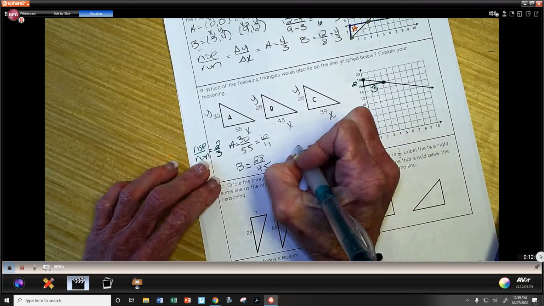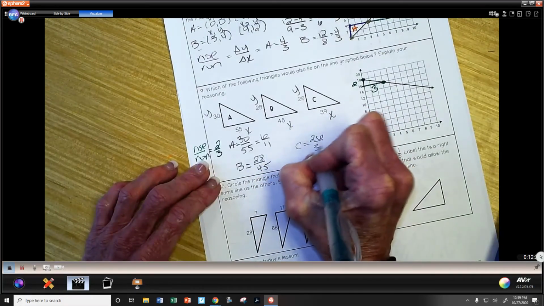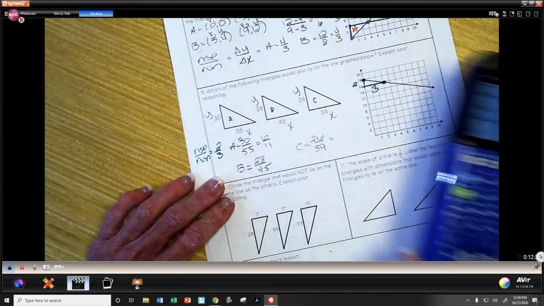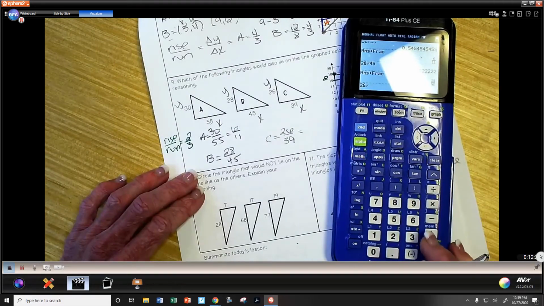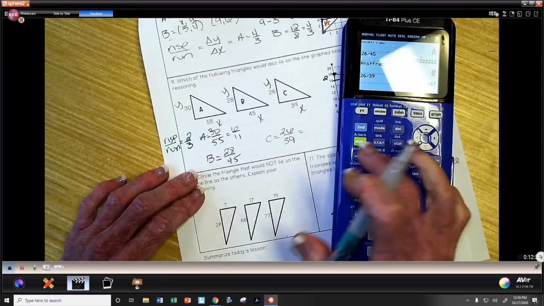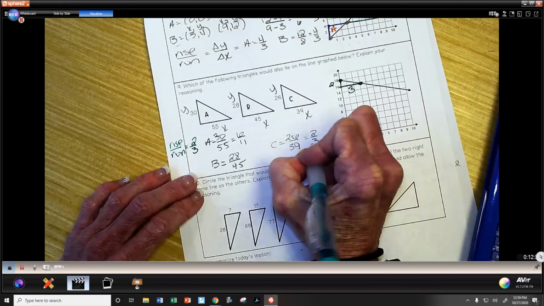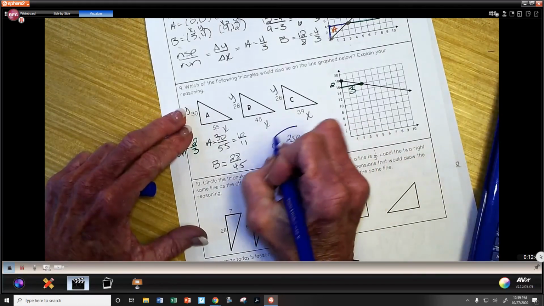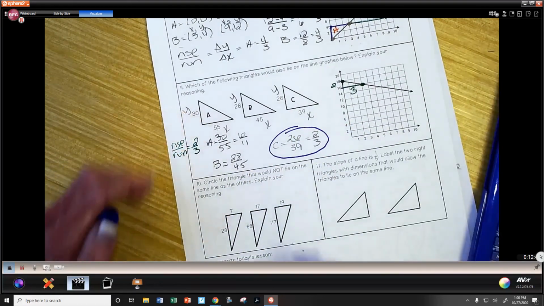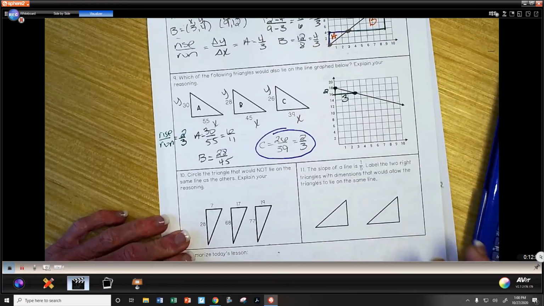It doesn't reduce. So then I'm going to go to C, 26 over 39. 26 divided by 39, enter, and then I go to math, enter, enter. Oh, look, 2/3. So that's the same as this one. So my answer is C. Okay, now we will do these two in class, and that's all for today.